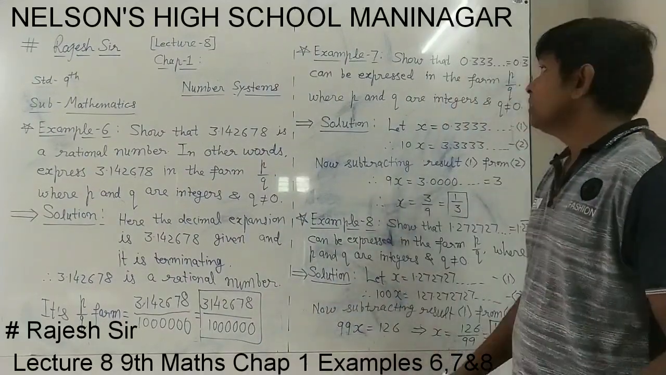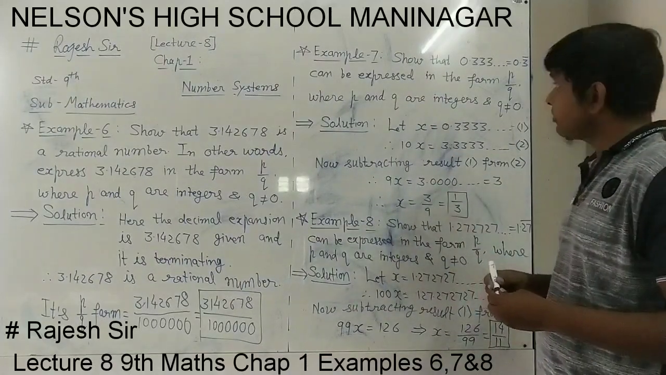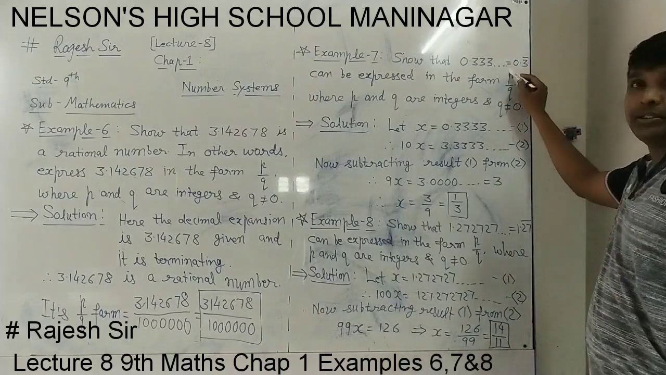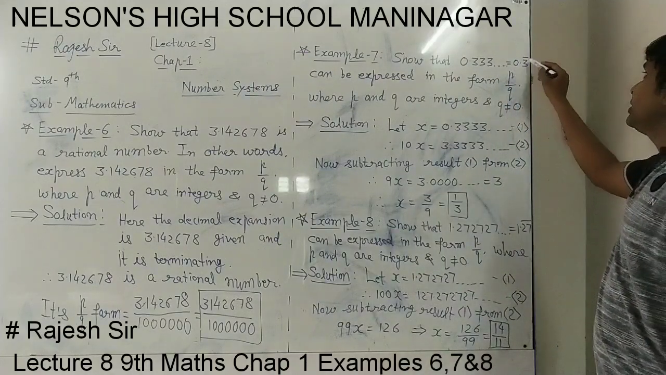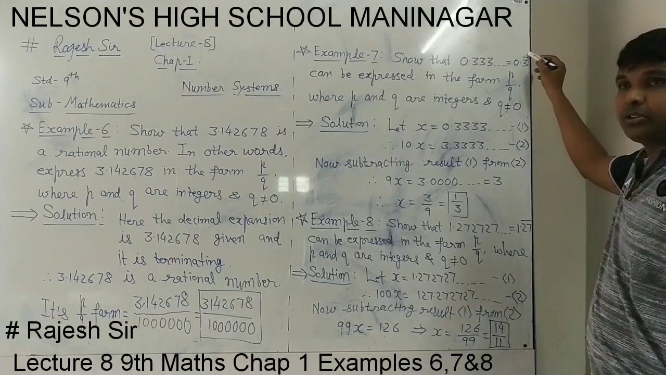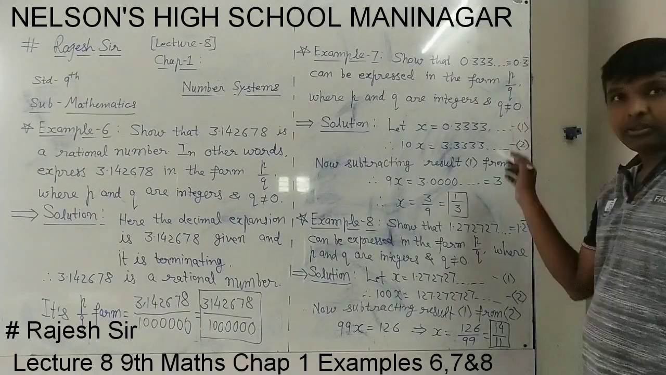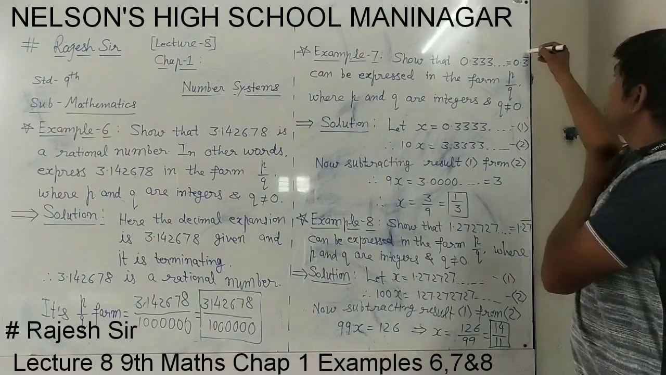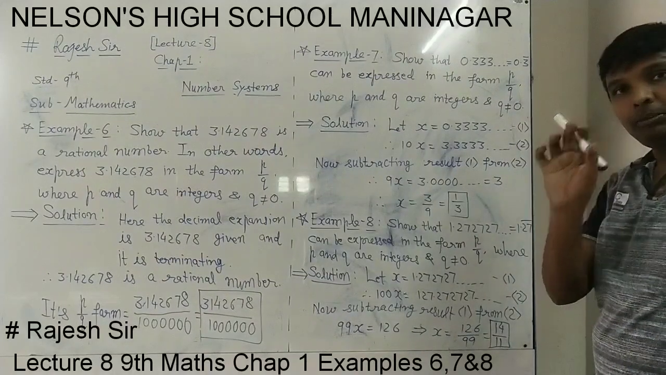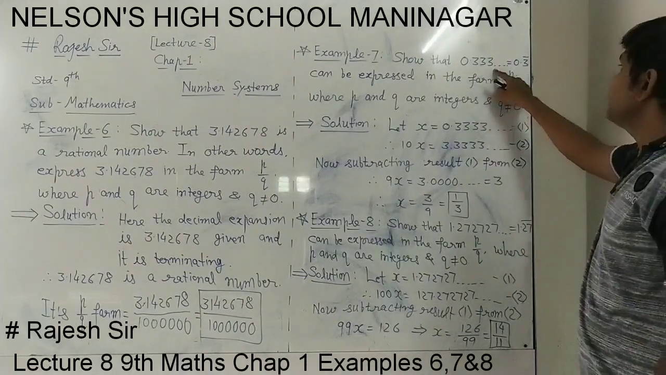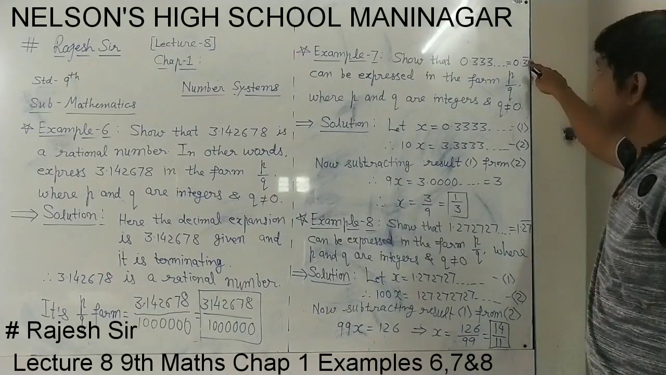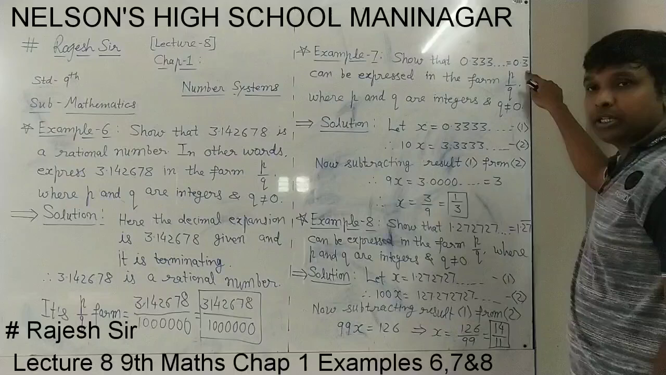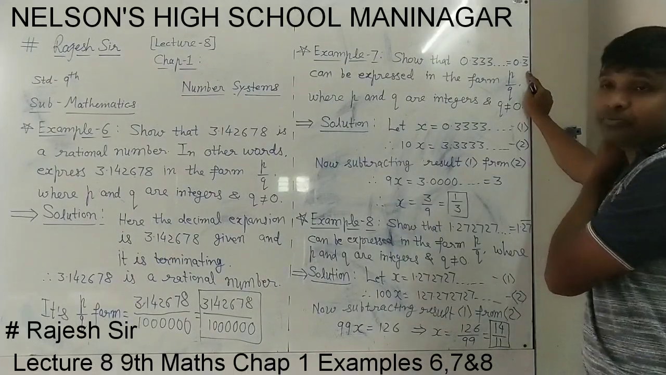Now example 7 we have: show that 0.333 dash dash dash can also be written as 0.3 bar. In the last lecture we have seen that if some digit or some group of digits is repeating, we put a bar on the repeating digits. So here 3 is repeating, so we can put 0.3 bar. This can also be expressed in the P upon Q form, that we have to show.